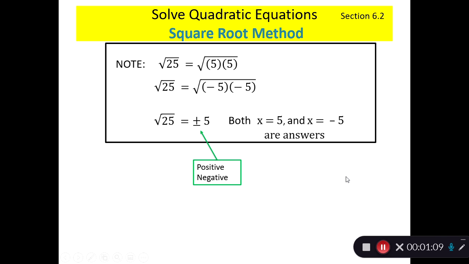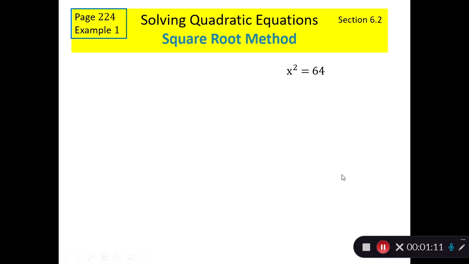So let's go on and work some problems. All right, we have x squared equals 64. Remember, quadratic equation is anything raised to the highest power of 2. So this is a quadratic equation. All right, now we talk about raising the x to a power of 2, meaning it's squared. In order to get x alone, we do the opposite action. The opposite action of a square is taking the square root.